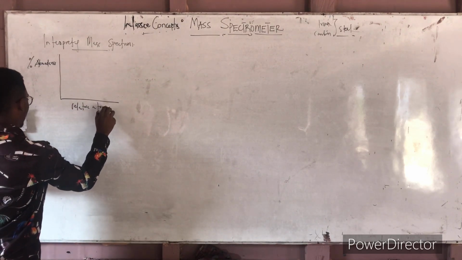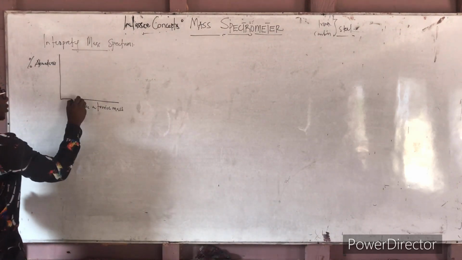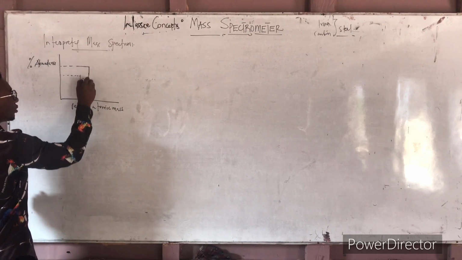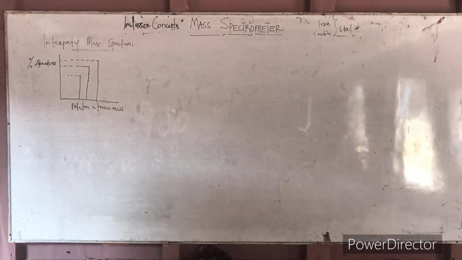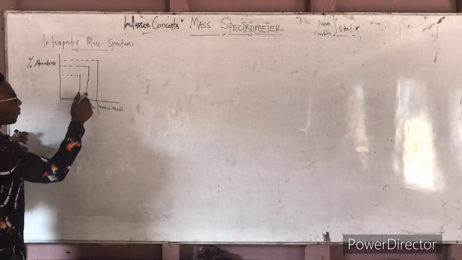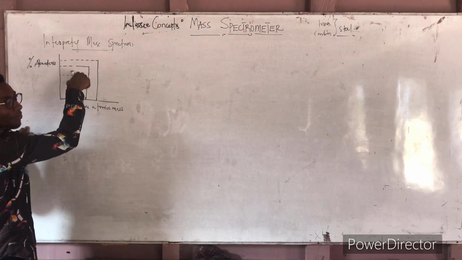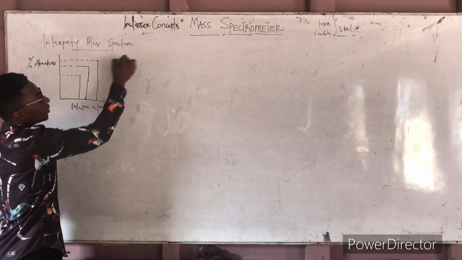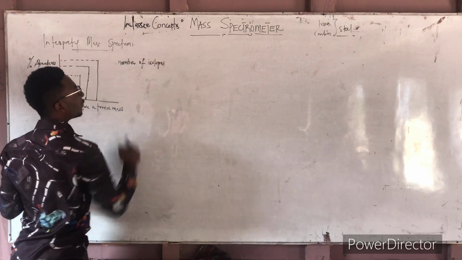atomic masses of the ions. You will see some values here, and you get the corresponding percentage values on the mass spectrum. Take note: the number of peaks you get on the mass spectrum will determine the number of isotopes of that particular sample.